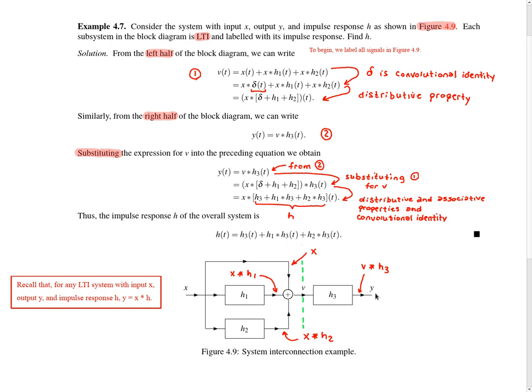And then at the end, I'm going to combine the results that I get for each of the left and right side of this block diagram to find my final answer. So before I proceed, the first thing I'm going to do is label all the different signals that appear in this block diagram that aren't yet already labeled.